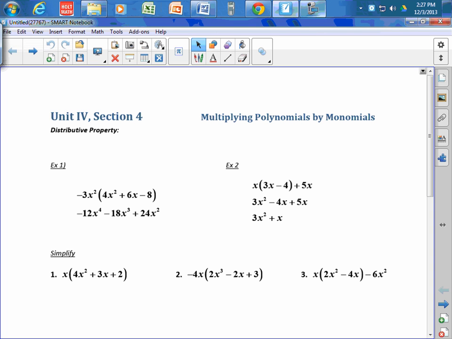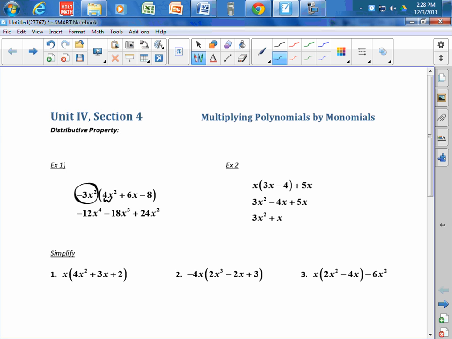So what we're going to be doing here in Unit 4, Section 4 is multiplying polynomials by monomials. Now what do we mean by that? Well, all we're going to do, if we look at this first example, is take this negative 3x squared and multiply it times every monomial inside the parentheses. So what are you thinking? The distributive property, and that's exactly right.